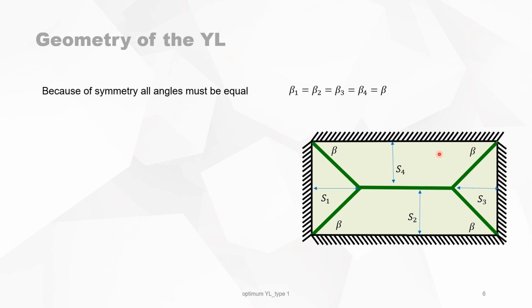So we know now that all angles are equal to beta, and because it's difficult to work with angles, we will work with a parameter I call x equals tangent beta.